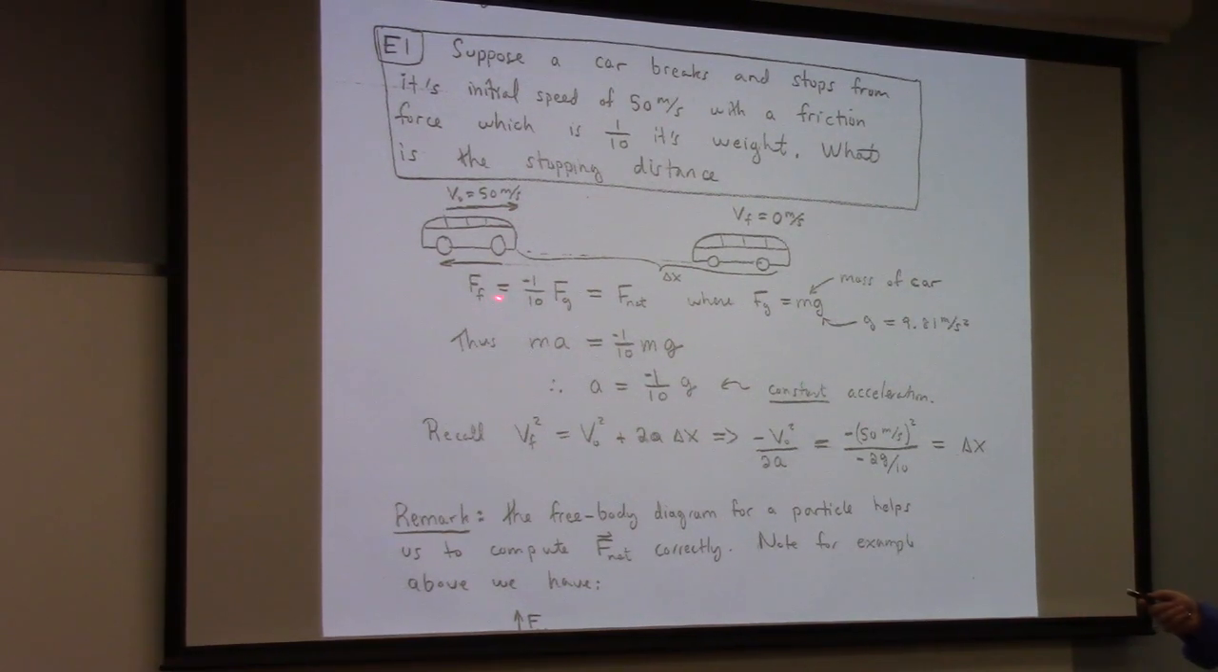And we're told that the braking force, which is due to friction, is minus 1/10 its weight, right? And so ma is equal to minus 1/10 mg. I divide both sides by m, and so my acceleration is minus g over 10. And I use my timeless equation because this is constant acceleration. And there you go. So whatever that number is, 50 meters squared divided by 2g over 10.